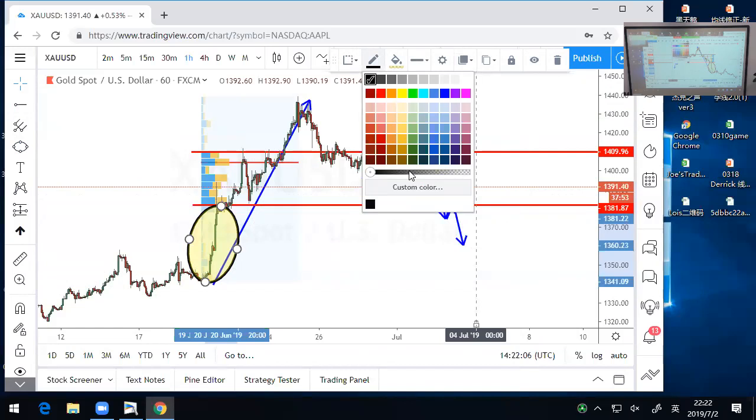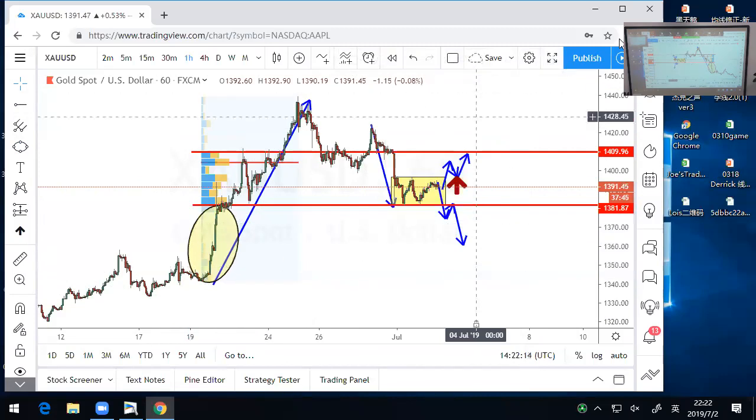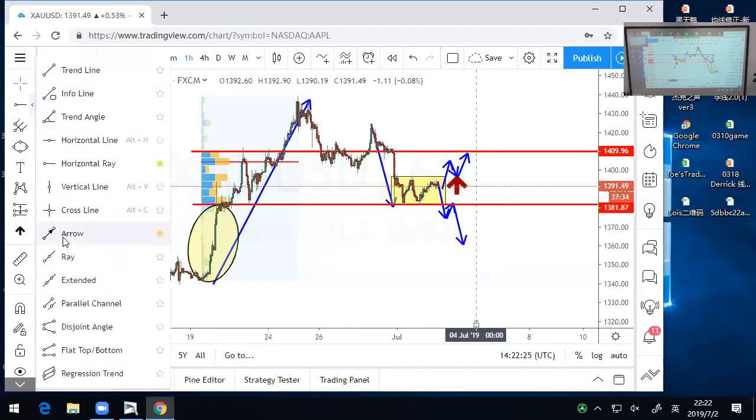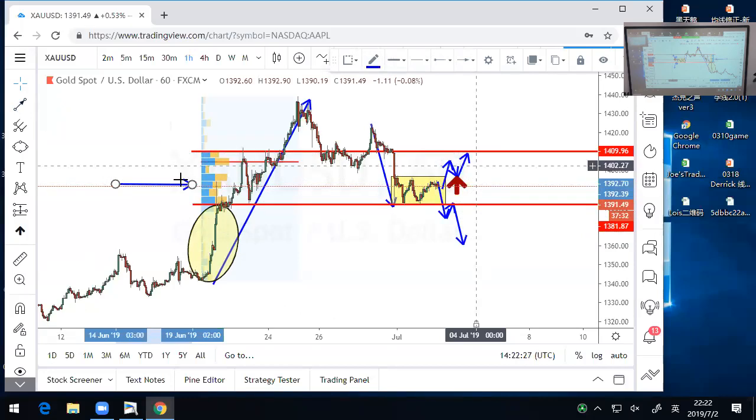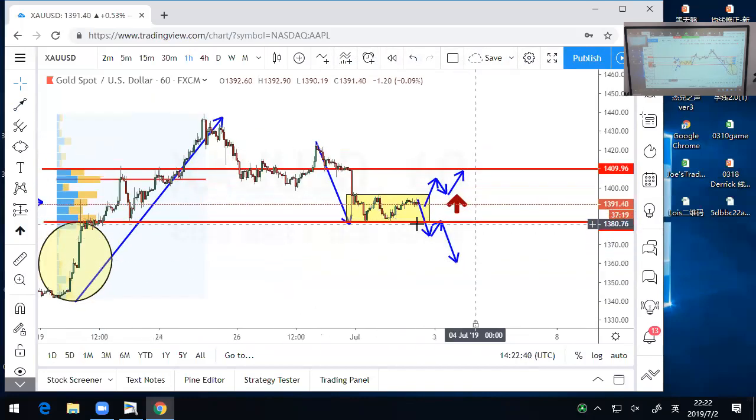It's not going to work, right? Because the volume here is really low, which means there are not a lot of buyers from this rally, and the buyers and sellers joined from this zone, and the edge of this buying zone is from 1380 to 1409.